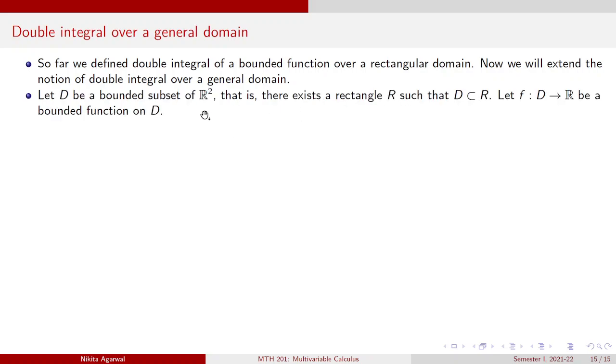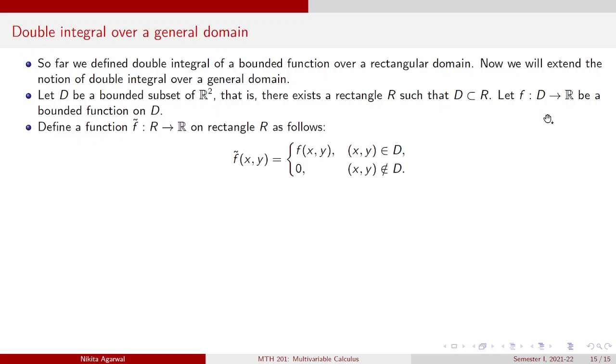So let D be a bounded subset of R2. We still need a bounded set. So what is a bounded set of R2? That is, there exists a rectangle inside which you can put D. So there is a rectangle R such that D is contained in R, and let f be a bounded function on D.